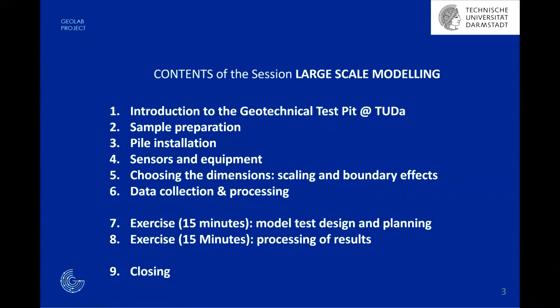So how can I place a proper sand model or soil model? How can I place my sensors? Which types of sensors do I need? How do I scale my model? It still is the same. Yeah. So that's why we're going a little bit faster through it.